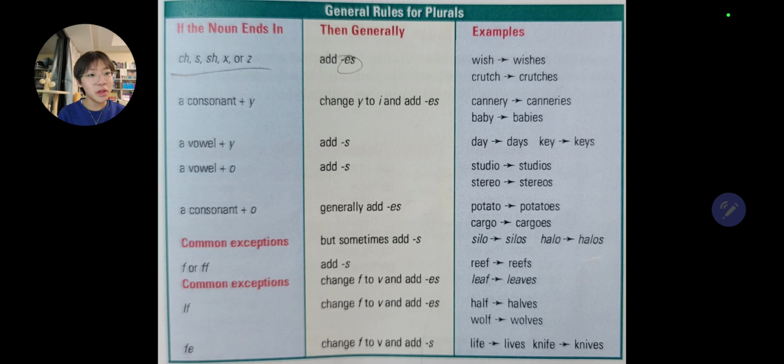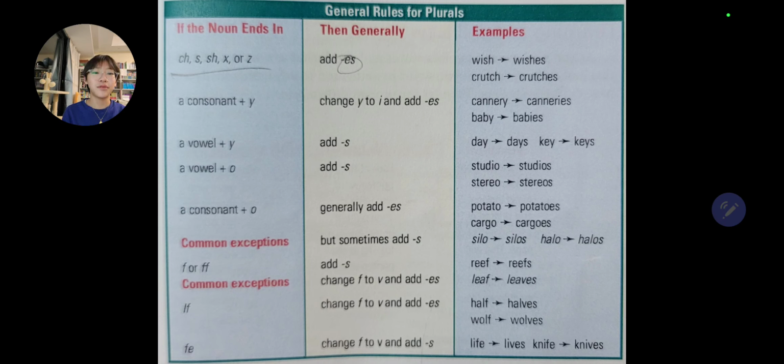When you have a vowel before an O, you usually add an S, so studio becomes studios, stereo becomes stereos. If you have a consonant before the O, you generally add an ES, like potato, which ends in O, so you use potatoes. And there are a few common exceptions for F endings, where you usually just add S.